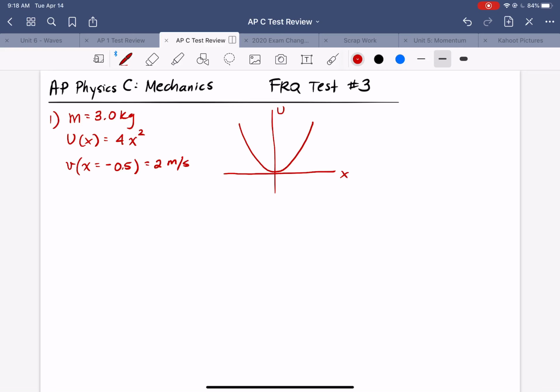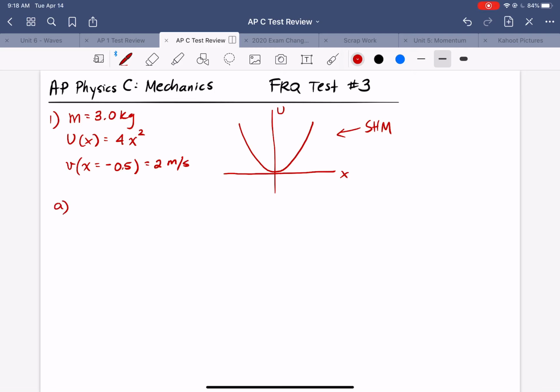And one thing you should always remember is anytime you have a potential energy which is parabolic, that is going to give you simple harmonic motion. So this object is going to oscillate back and forth between two endpoints. You can remember something like a spring has a quadratic potential energy, 1/2 kx squared, and that gives you simple harmonic motion, so that can be one way to remember that.